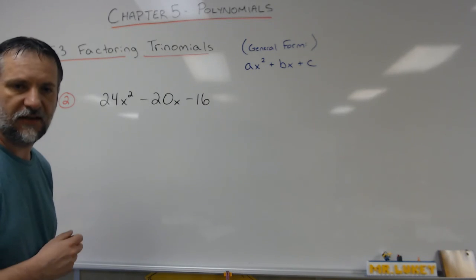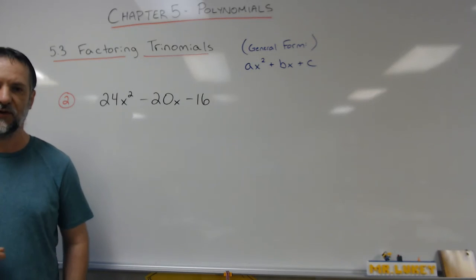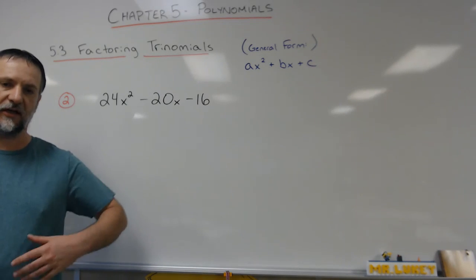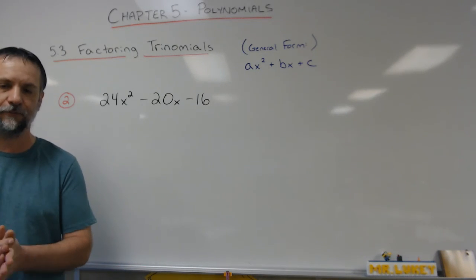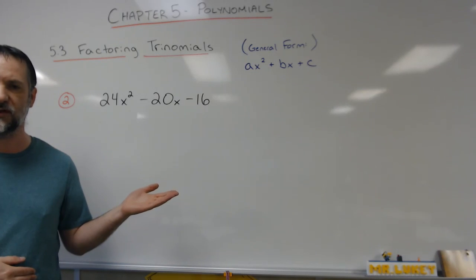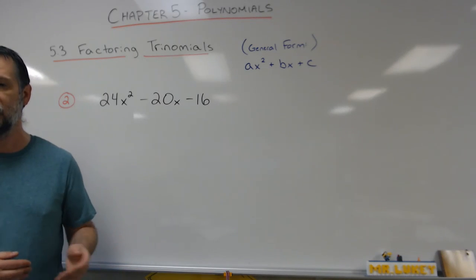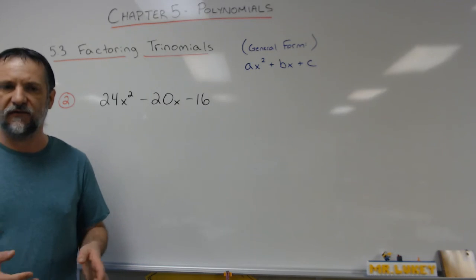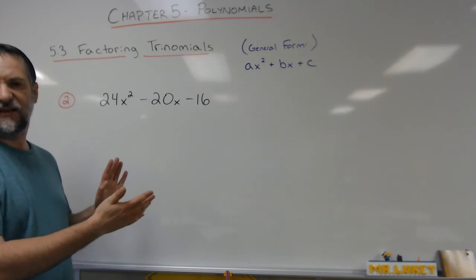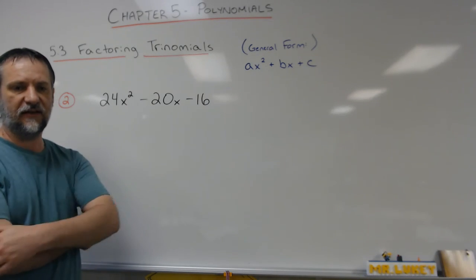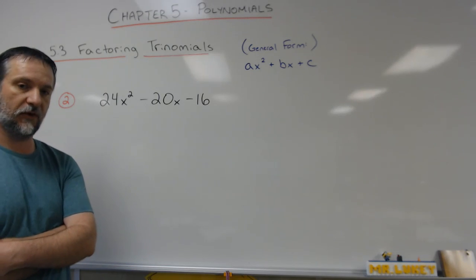Okay, so this is going to be the second example of 4 and 5.3. Same procedure. I got a trinomial. I need to factor this. I have 24x squared minus 20x minus 16. So this is a big one, right? And we learned that you have to take the a times c values. These are some big values. This does happen sometimes, and you got to fight your way through it.